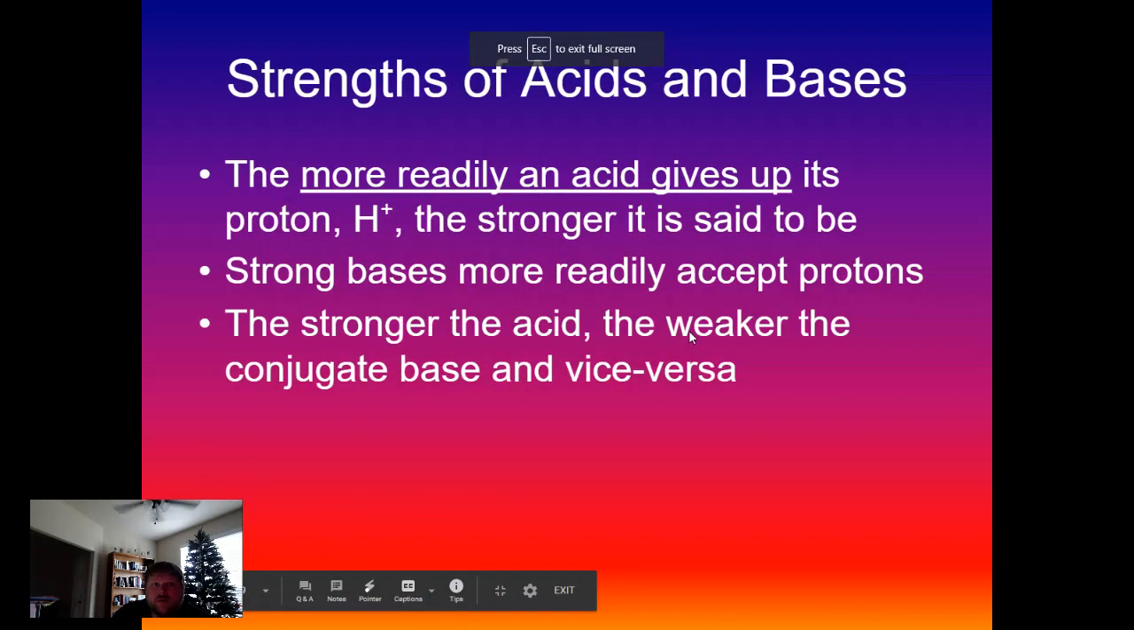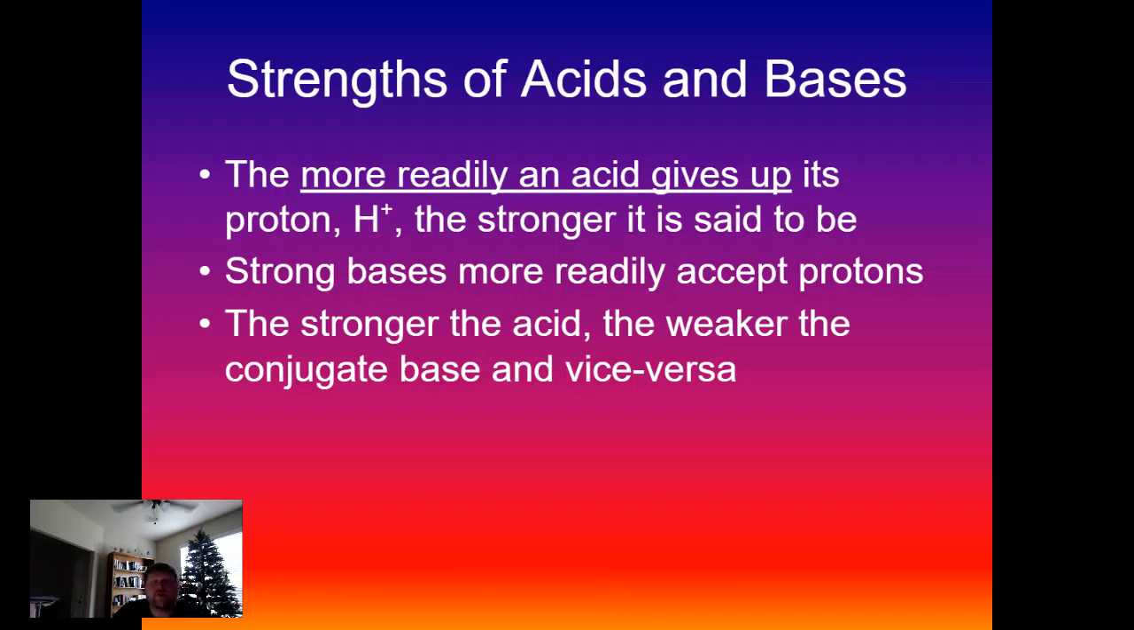Okay, so we're almost through with this particular video. So let's just talk about the strengths of acids and bases. You'll hear the words strong acids and weak acids a lot, strong bases and weak bases. When we use those terms, we're not talking about how reactive the acid is, believe it or not, or how corrosive it is. That's what it seems like it should be, but that's not really what it is.